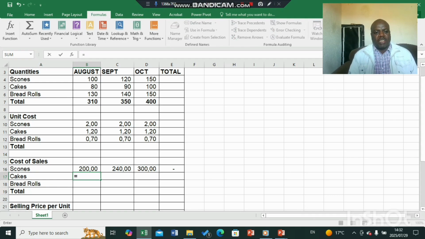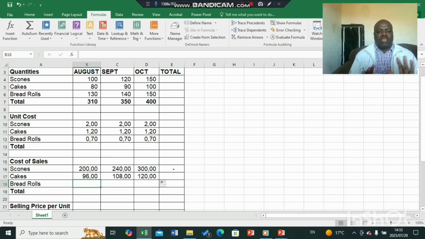We come to cakes. We are planning to make and sell 80 in August, and each cake costs us 1.20. I'm going to do the calculation. In August, the cost of cakes will be 96. In September, it will be 108. We will use 120 to make 100 cakes in October.